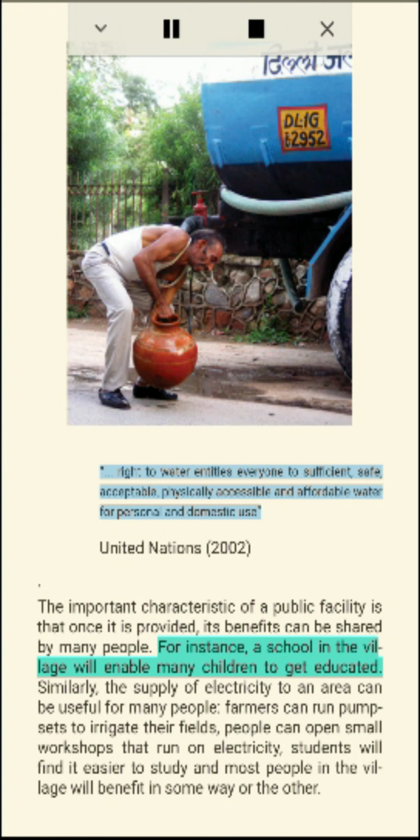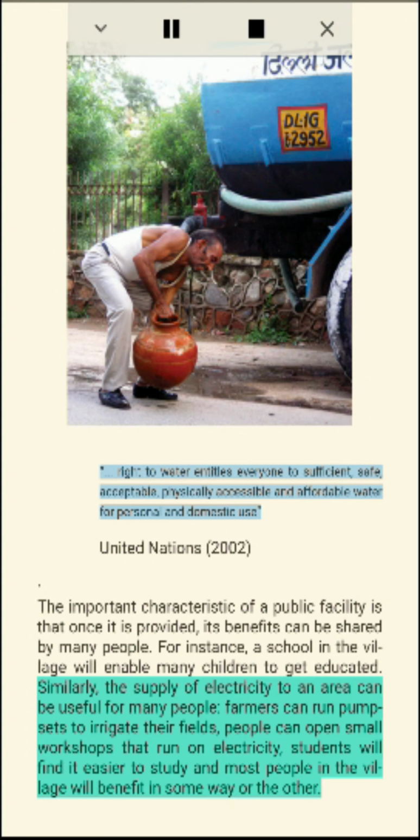The important characteristic of a public facility is that once it is provided, its benefits can be shared by many people. For instance, a school in the village will enable many children to get educated. Similarly, the supply of electricity to an area can be useful for many people. Farmers can run pump sets to irrigate their fields. People can open small workshops that run on electricity. Students will find it easier to study, and most people in the village will benefit in some way or the other.